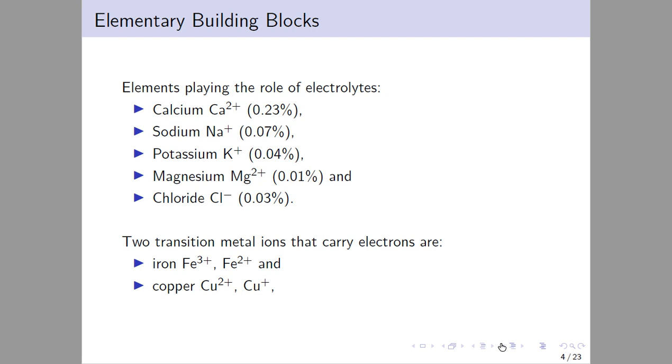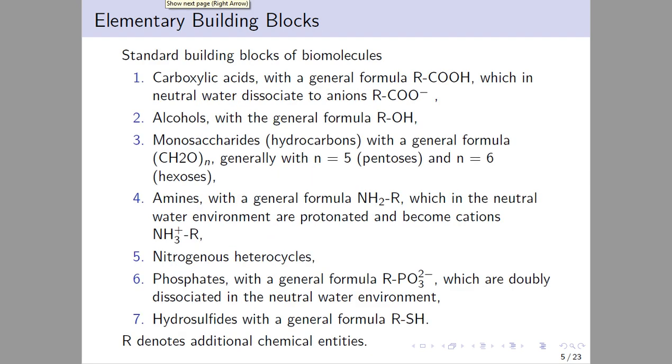And also we have two transition metal ions, iron and copper, which carry an electron. If it is released from, let's say, ferrum 3 plus becoming ferrum 2 plus, we are going to have one free electron, and ferrum 2 plus becoming ferrum 3 plus, we get one electron. So it can carry the electron anywhere in our body. These are the standard building blocks of the biomolecule.